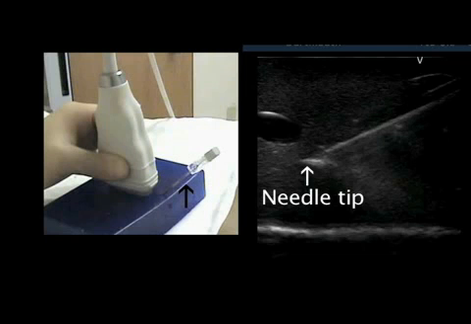In contrast, when the needle is inserted at a roughly 45-degree angle with respect to the transducer, the needle image is degraded. It is still seen, but clearly degraded with respect to the first example.